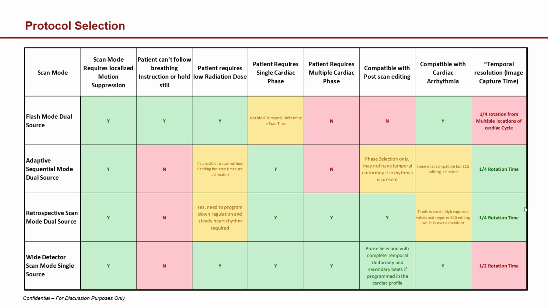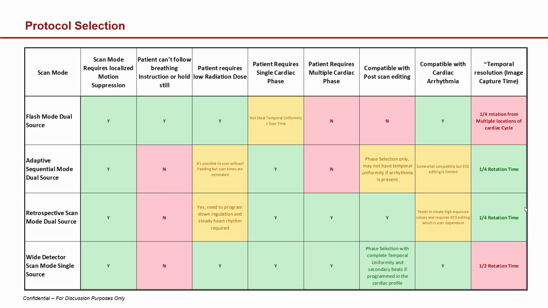And then wide detector does something that's exceptional, which is not only do you get the full phase in one cycle, but you can also program into it that you want it to take an extra picture if you have variation greater than 30%. So you can build some smarts into the wide detector scan mode that makes it very robust. Now, in terms of compatibility with cardiac arrhythmias, the flash mode is very, very good for that.